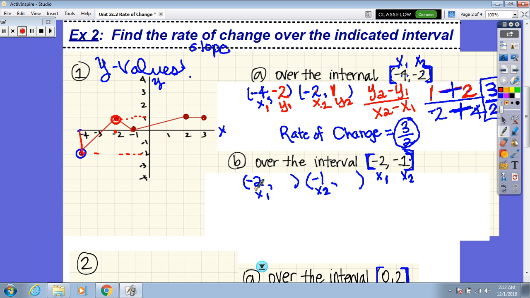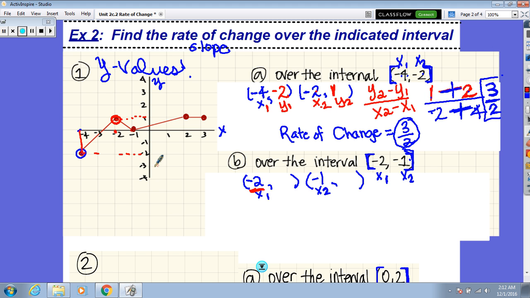So let's go to first where x is negative 2. X is negative 2 right here. But we have to go up to our dot. And what is the y value? 1. Okay. Now let's go to where x is negative 1. So x is negative 1 right here, and I'm at the dot. So what is the y value right here? 0, because it's on the axis. Okay, so if we trace over, right here is 0, and that's where that dot is.